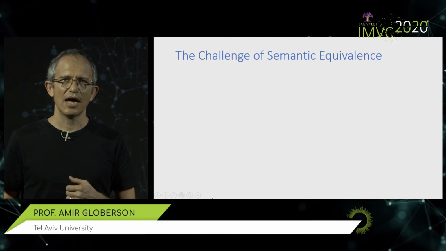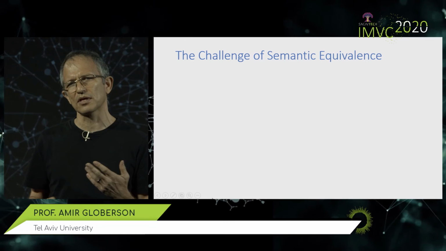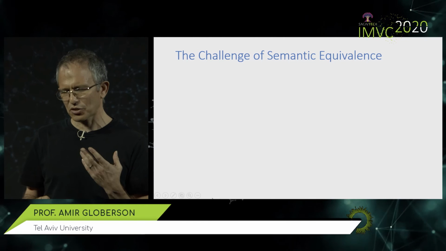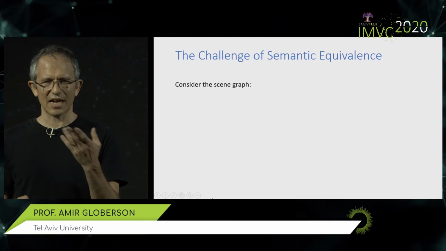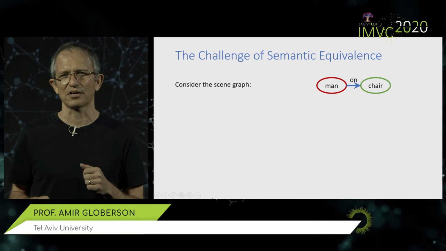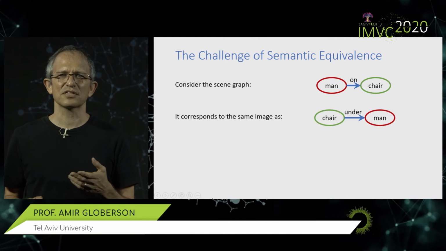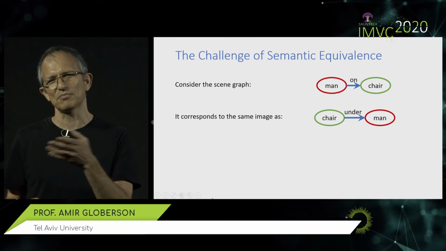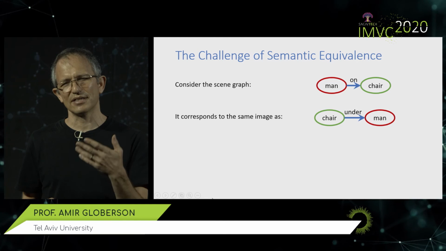And when we thought about this problem, and how to model it, how to think of the architecture of the models for this task, we noticed this curious challenge or property that has to do with semantic equivalence. For example, if you consider this scene graph, saying there's a man on the chair, that's a scene graph describing a simple semantic relation. But there are other scene graphs that describe exactly the same relation, right? If there's a chair under man, that's exactly the same as man on chair. So these two scene graphs are essentially describing the same semantic reality.